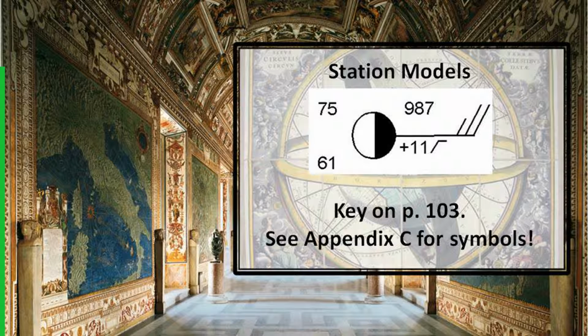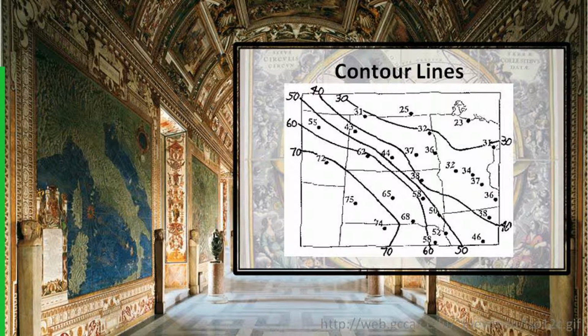An important thing that I think it doesn't really stress is to remember that that little flag that points off of the station model there, that's called the wind barb, and the wind barb points upwind. Again, you'll see some examples of this in just a little bit. So between the key on page 103 and the appendix at page, I think it's 244 in your lab manual, you should be in good shape on that.